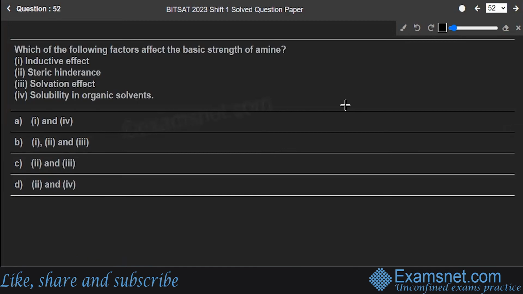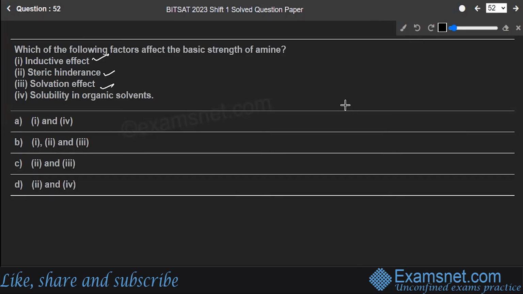Which of the following factors affect the basic strength of amine? Inductive, steric hindrance, solvation effect, solubility in organic solvents. This is wrong. The first three are correct. That makes option B the correct answer. In the question, inductive effect, steric hindrance, and solvation effect, all of these affect the basic strength of amines.